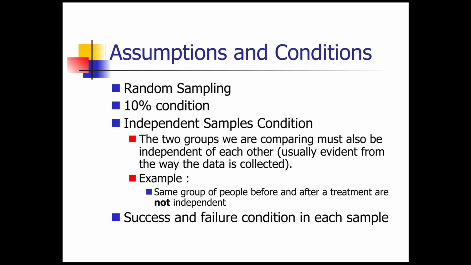There are two different types of independence: independence just within one sample, and then between the two different groups. Then, of course, we have success and failure and 10%. These are the same things as last time, but now instead of checking for one sample, I just have to make sure to check it for both of my samples.